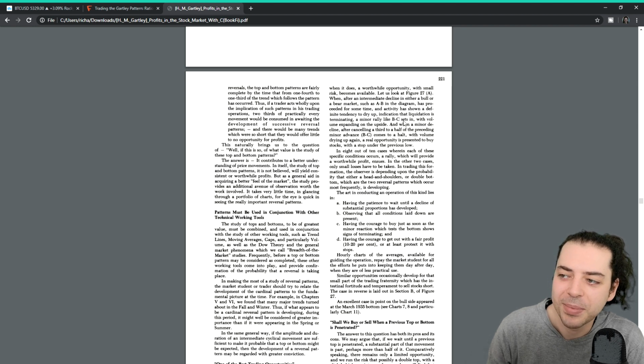A minor rally like a BC sets in with volume expanding on the upside, and when a minor decline, cancelling a third to half the preceding minor advance BC, comes to a halt with volume drying up again, a real opportunity is presented to buy stocks with a stop under the previous low.